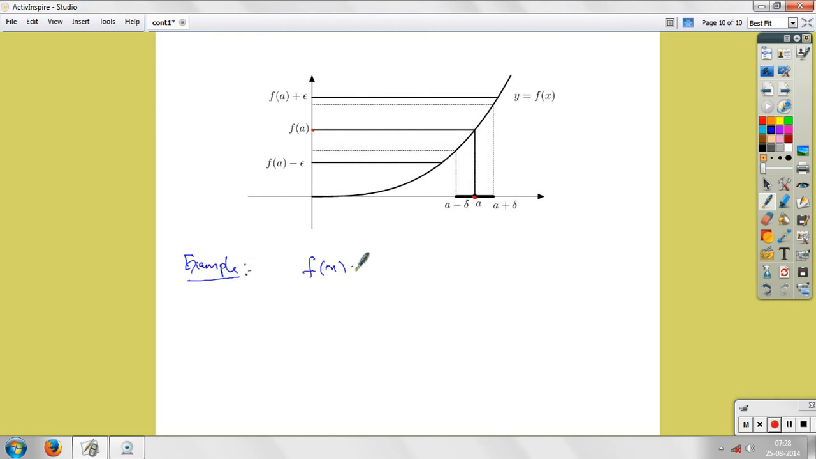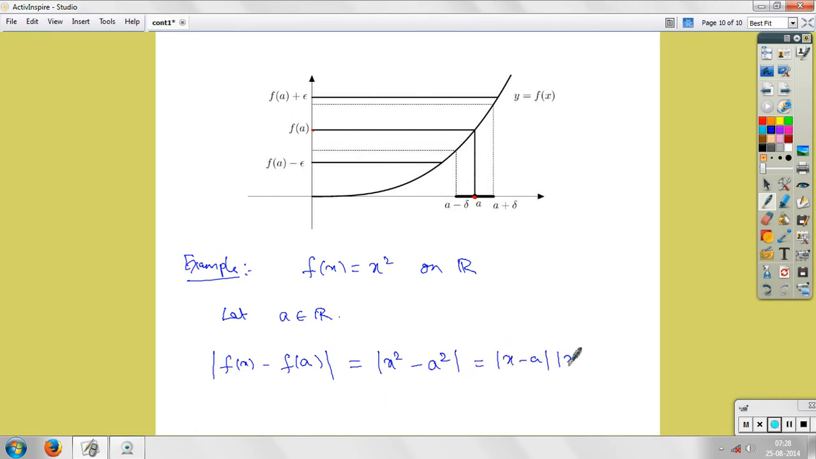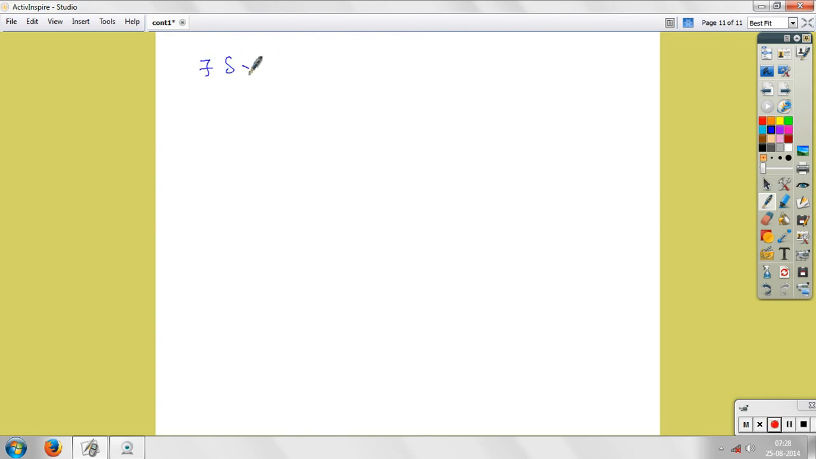So take f of x equals x square on R. Then we will prove that f is continuous at every point in R. So let a be any point. Then we have to estimate mod f of x minus f of a, which is mod x square minus a square, and this is mod x minus a into mod x plus a. Now assume that there exists a delta such that mod x minus a is less than delta. Now if this delta works, then any delta prime which is less than delta also works. So in particular, delta prime can be taken as the minimum with 1, which is less than 1.